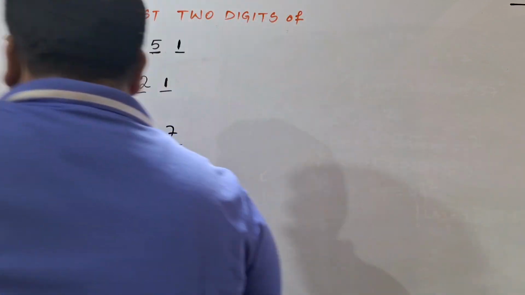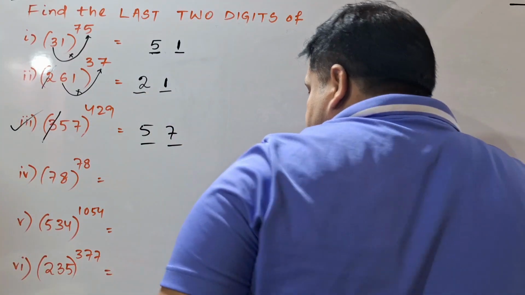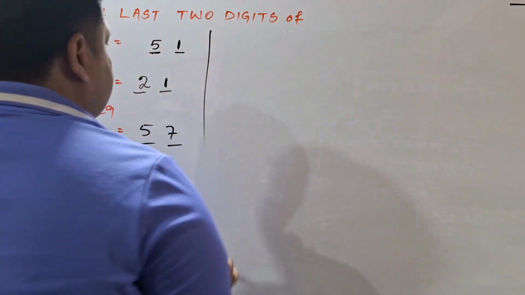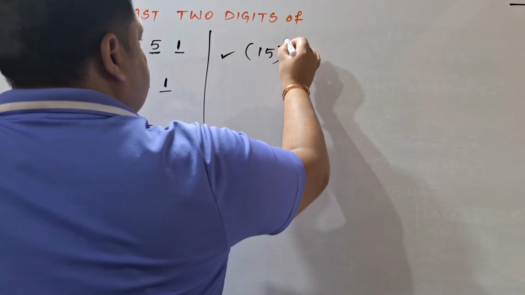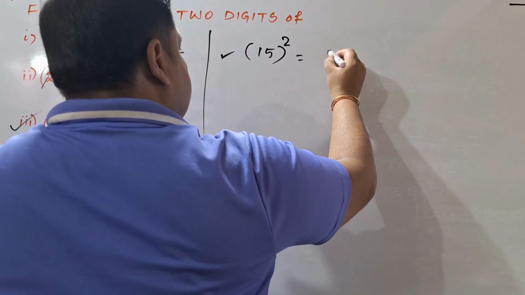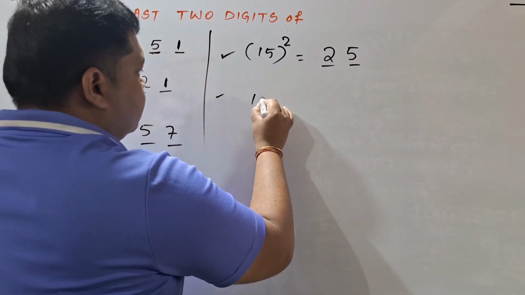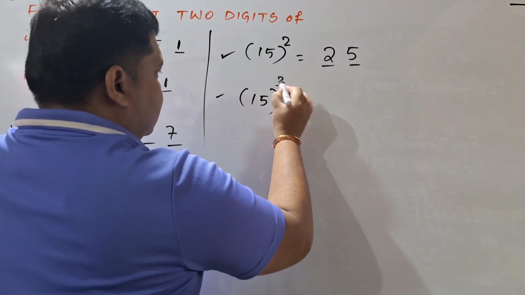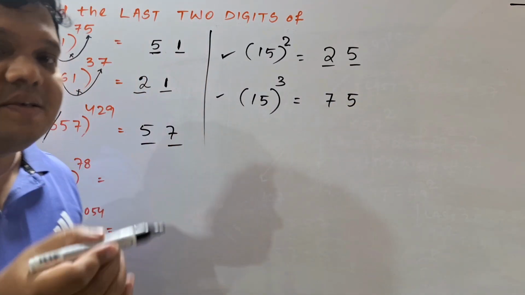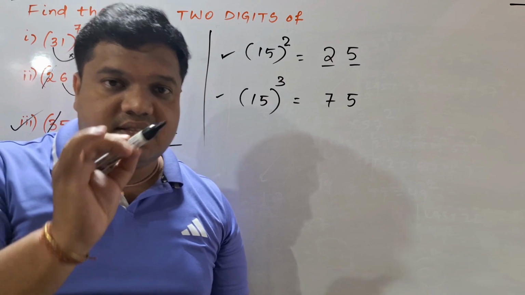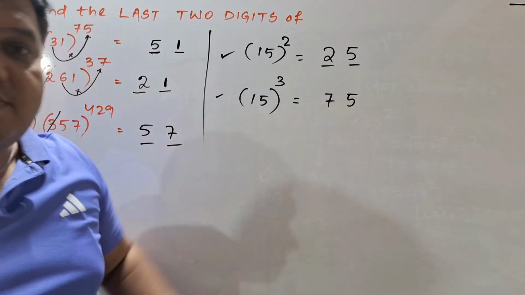Now, the question is what? For a base ending in 5, look here. Suppose I say 15 squared. What are the last two digits? You know 225, so the last two digits are 25. Suppose I say 15 cubed. What are the last two digits? You know 75, because this value is 3375. 15 cubed is 3375. I remember the value, so the last two digits are 75.